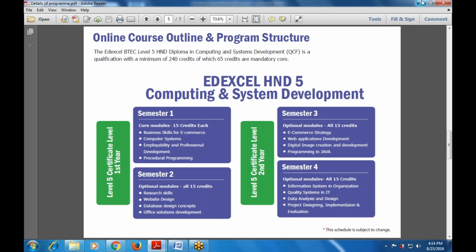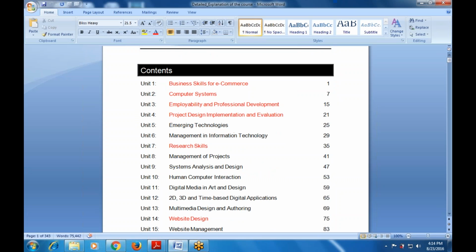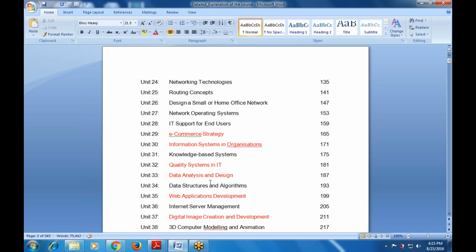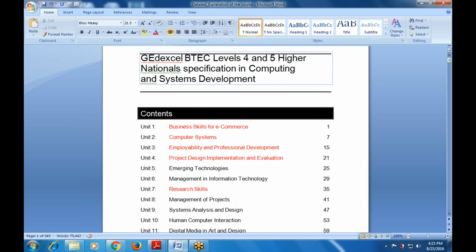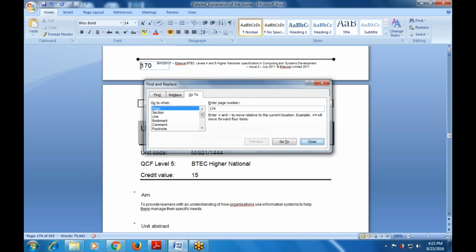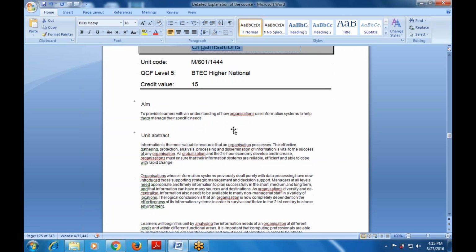So now let's see what is the syllabus of this. When I talk about the syllabus of this module, the name is the information system, that is page number this. Now this is unit number 30, that is the information system in the organization, that is how to use the information system in organization.